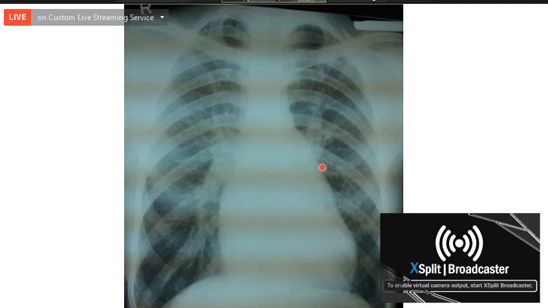Ground glass appearance. Sometimes there can be some interstitial edema. It can give rise to a ground glass appearance of the lung shadow. And finally, frank pulmonary edema, the battering appearance.